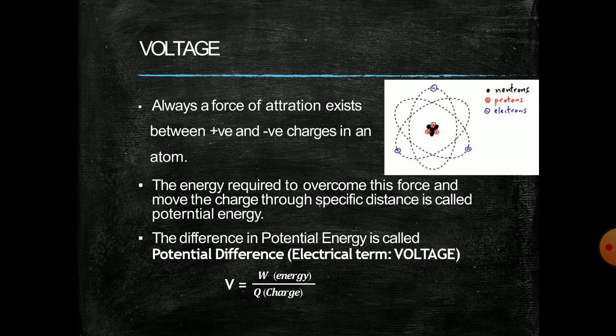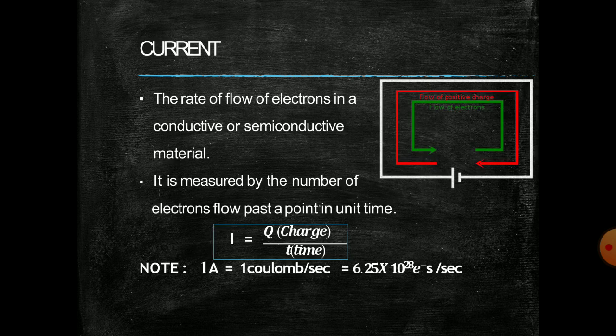We'll move on to the next part, that is current. The rate of flow of electrons in a conductive or semiconductive material is measured by the number of electrons flowing past a point in a unit time. That is, I is equal to charge per unit time. Suppose there is a charge available in the space. That charge is moving through a path for a particular time period. If you are counting the charge, then it is called current.